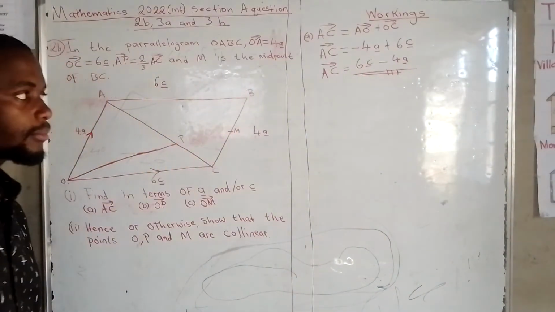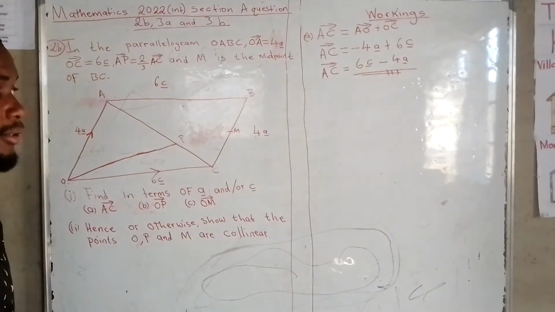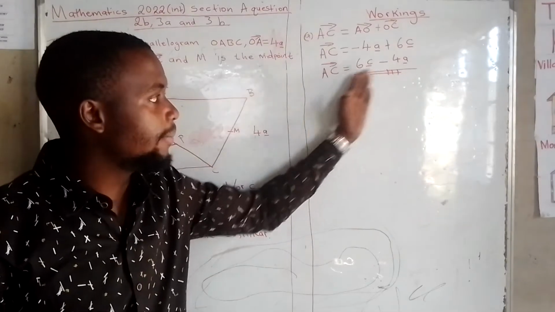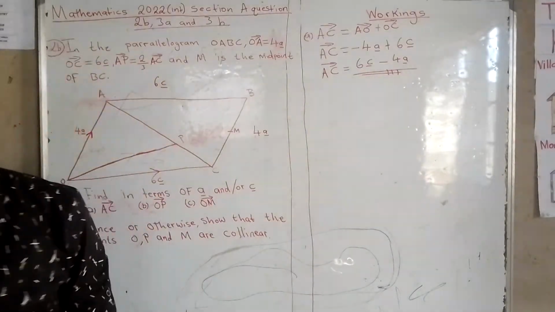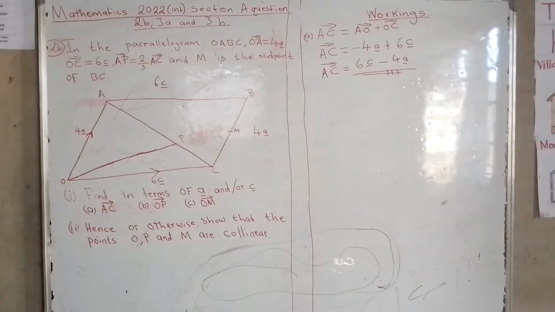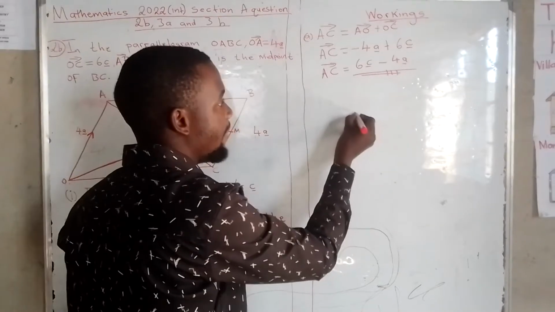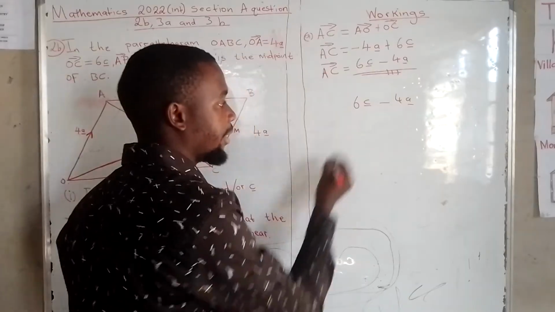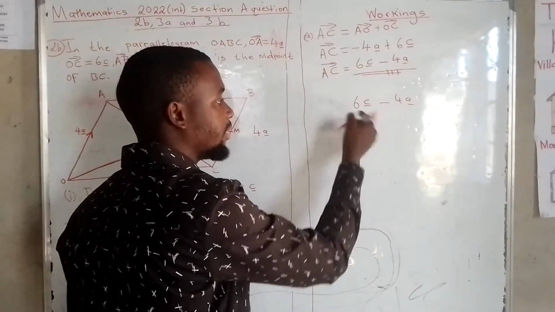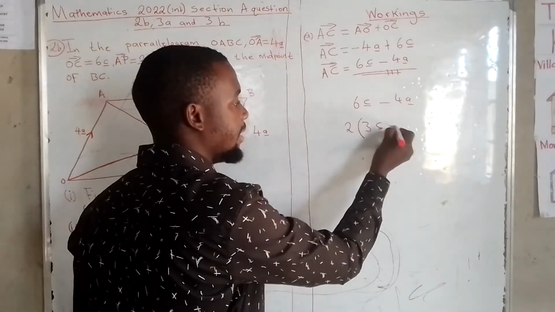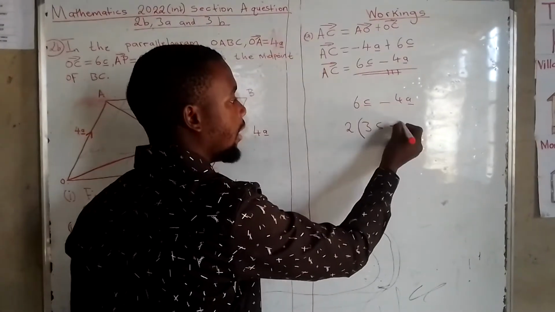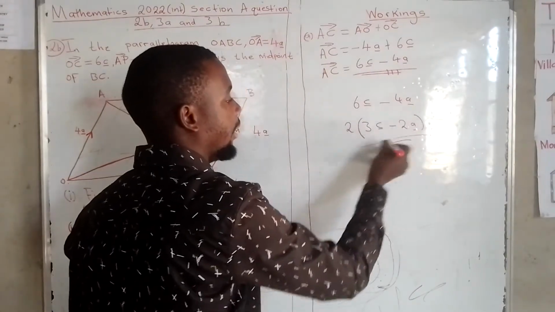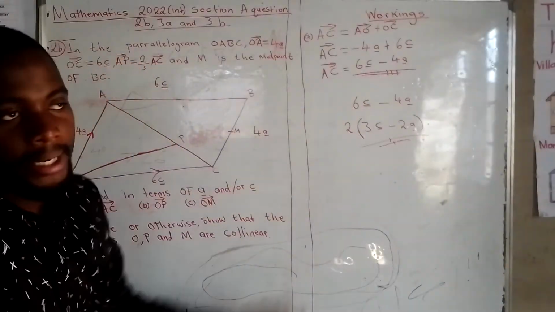Some teachers will tell you that because there's something common you can factorize, and they'll also mark you for that. You can factor out something like this, 6C, negative 4. You say 2 is common. 2 into 6, that is 3C. Then negative 2 into 4, that is 2 vector A. You can leave it like that, or like this, it is one and the same.